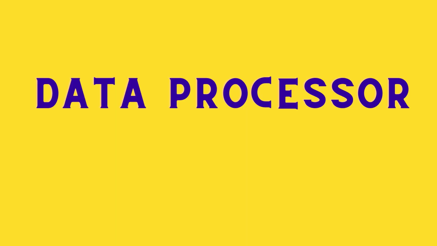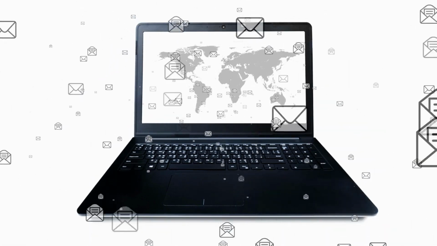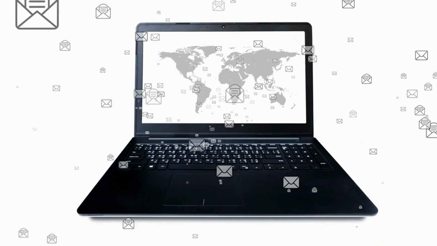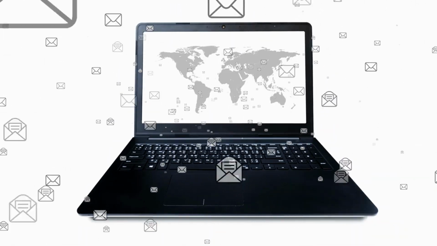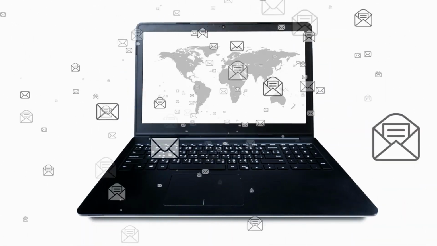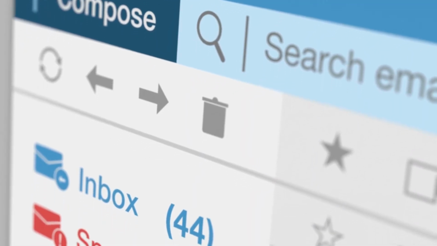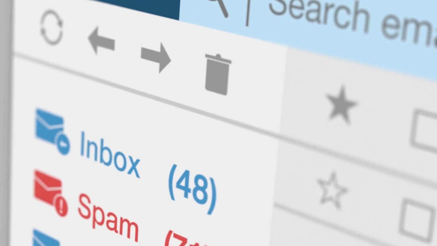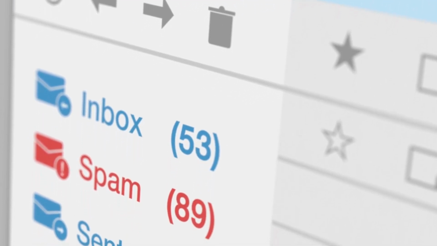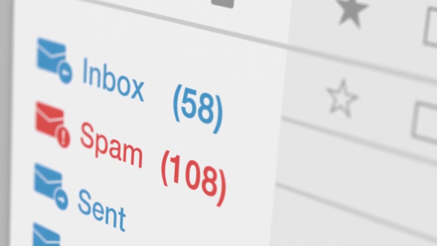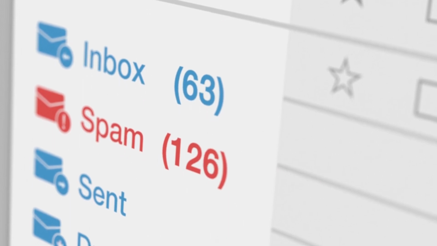Number 5, data processor. Many data controllers don't directly process the data by themselves. The data is processed by a third party who is responsible for processing the data on behalf of the data controller. Now, GDPR provides special provisions and rules for such organizations or individuals. This includes cloud servers like Tresorit and also email service providers like Gmail, Proton Mail, Yahoo Mail, etc.